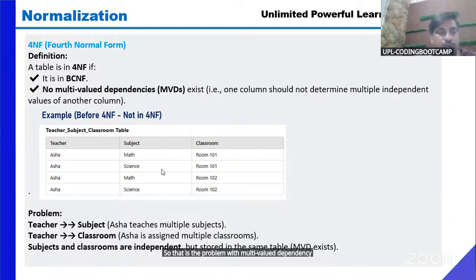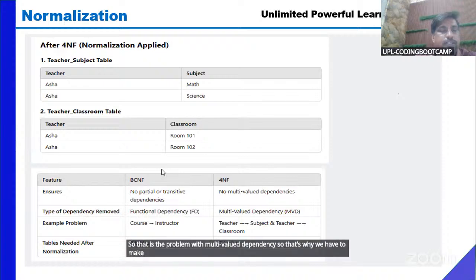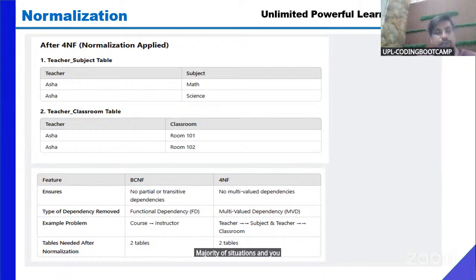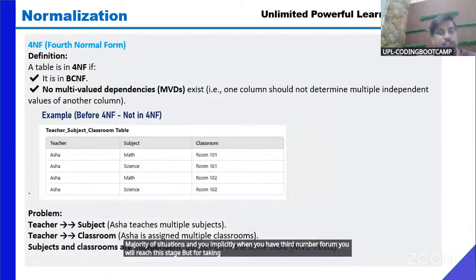So we have to make sure that everything is a key. You have to create teacher_subject and teacher_classroom tables. If you do that, then we can say that it is in fourth normal form. Anyhow, in the majority of situations, when you are in third normal form, you will implicitly reach this stage, but we have taken this as an example.